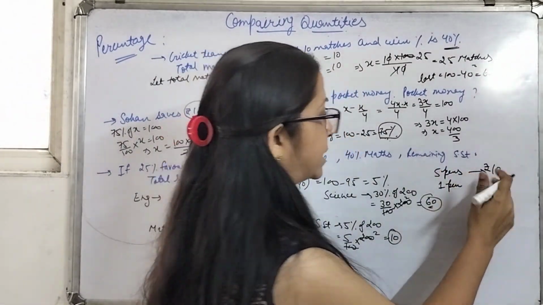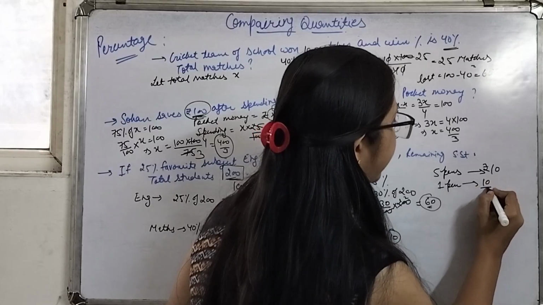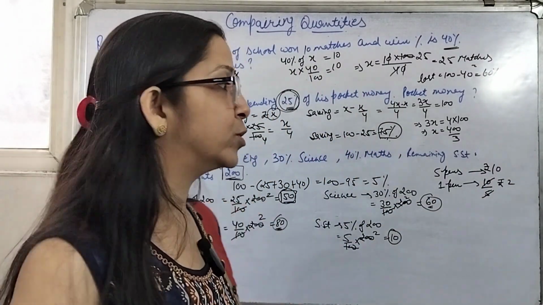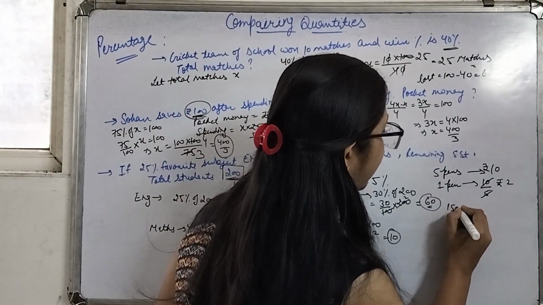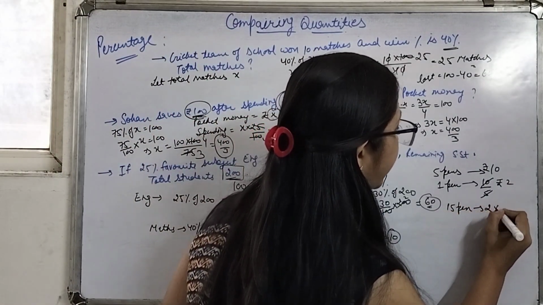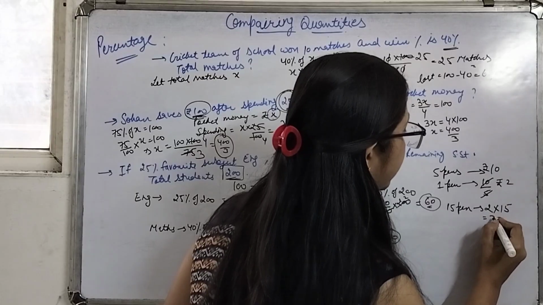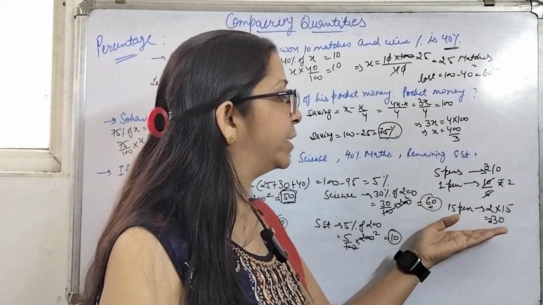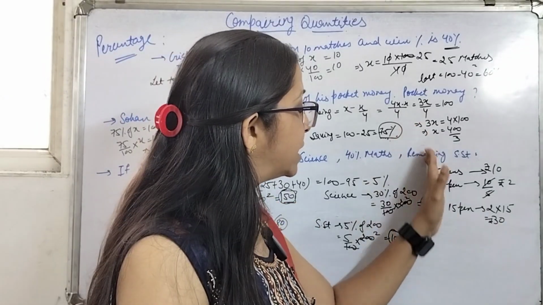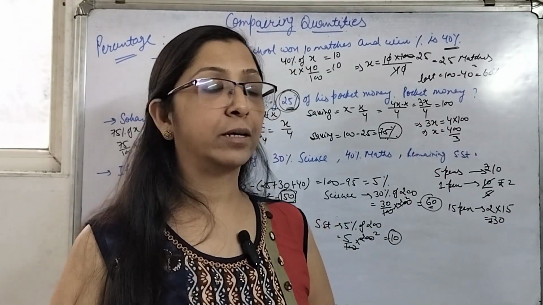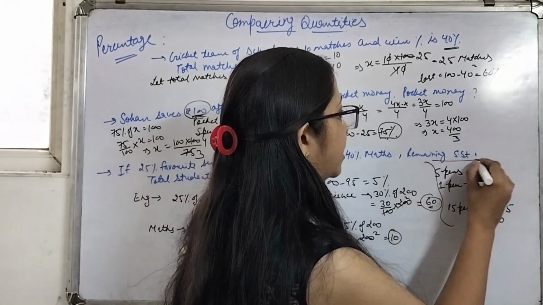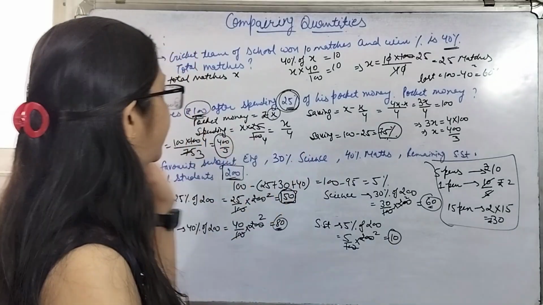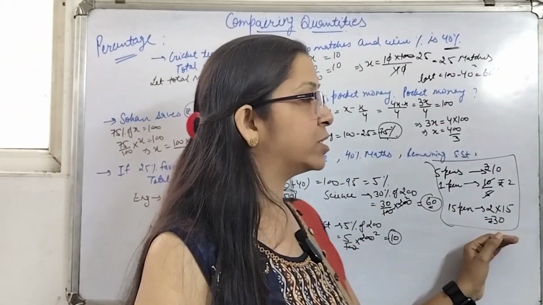If the cost of 5 pens is 10, the cost of 1 pen will be 10 divided by 5, that is 2 rupees. Now for 15 pens, the cost will be 2 multiplied by 15, that is 30 rupees. So once we find the value for one quantity and then for the required quantity, this type of method is known as the unitary method. We can solve our questions either by the unitary method or by percentage also.